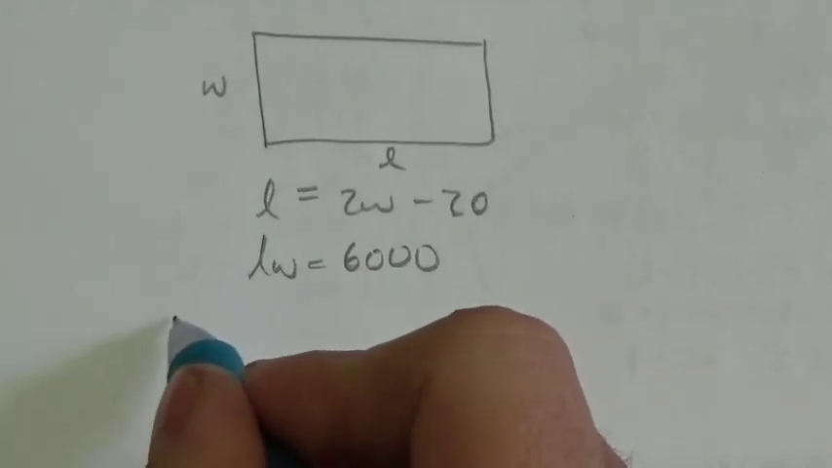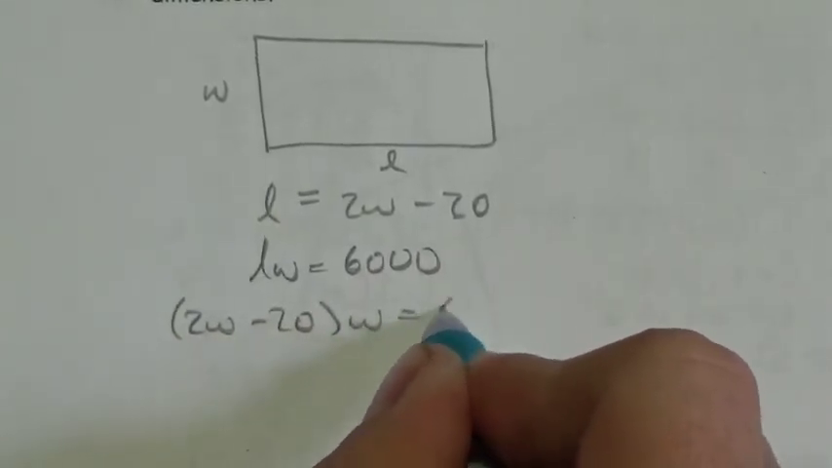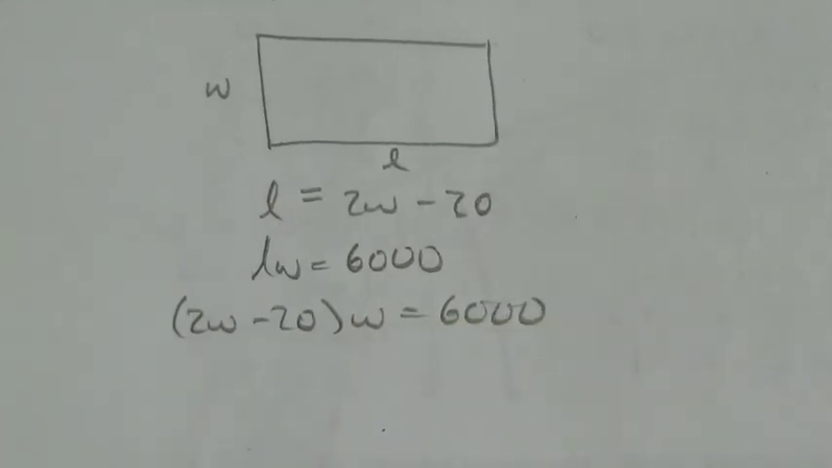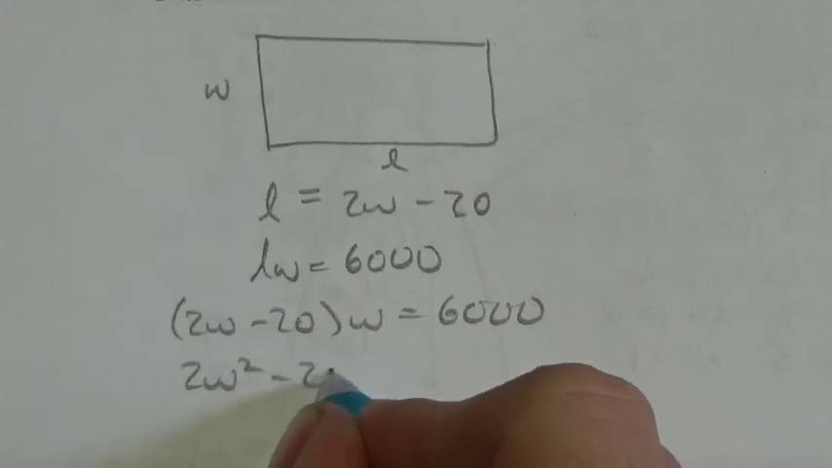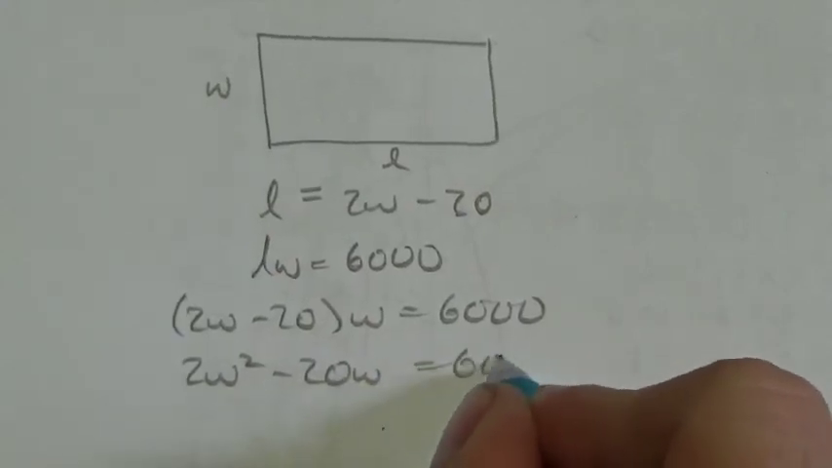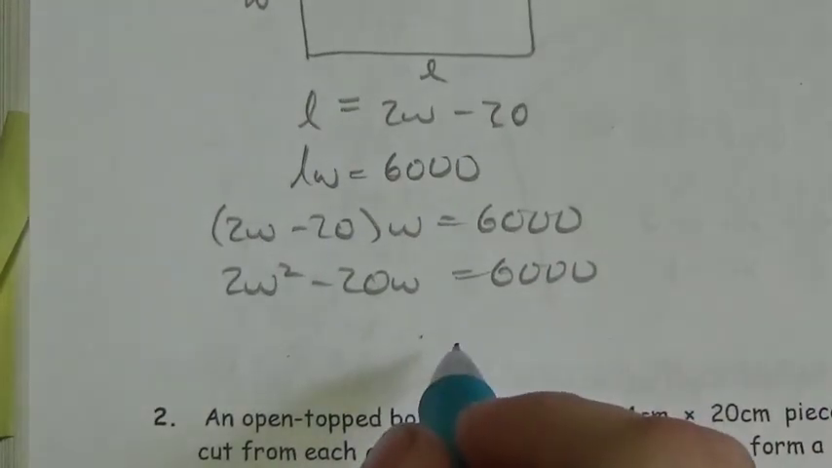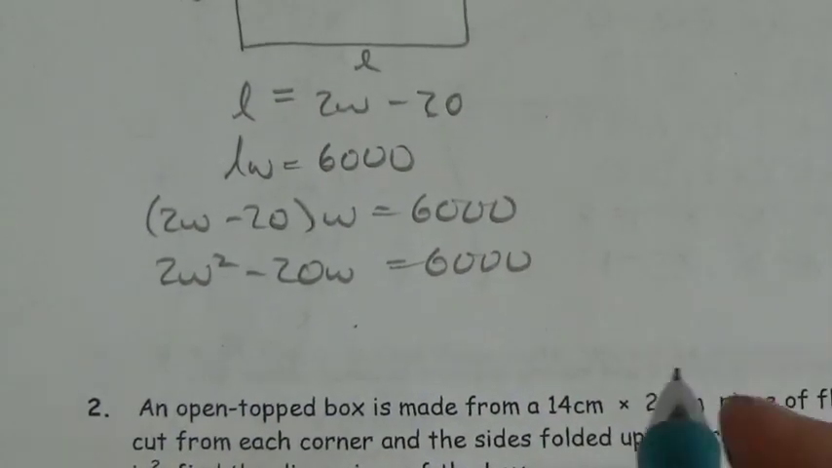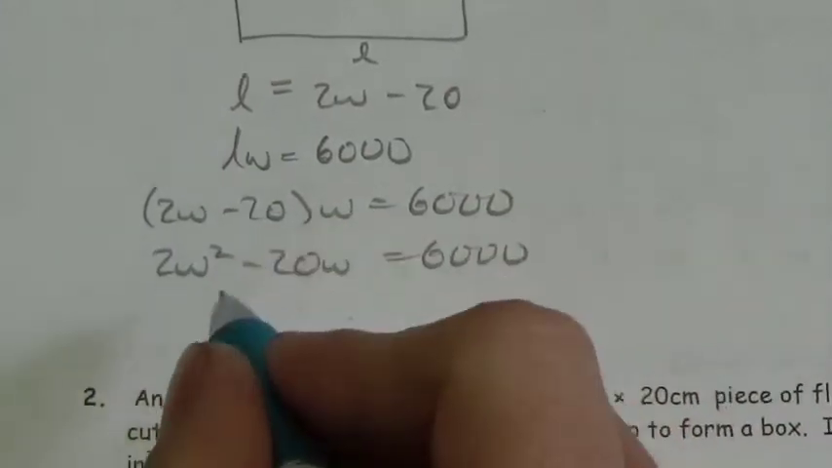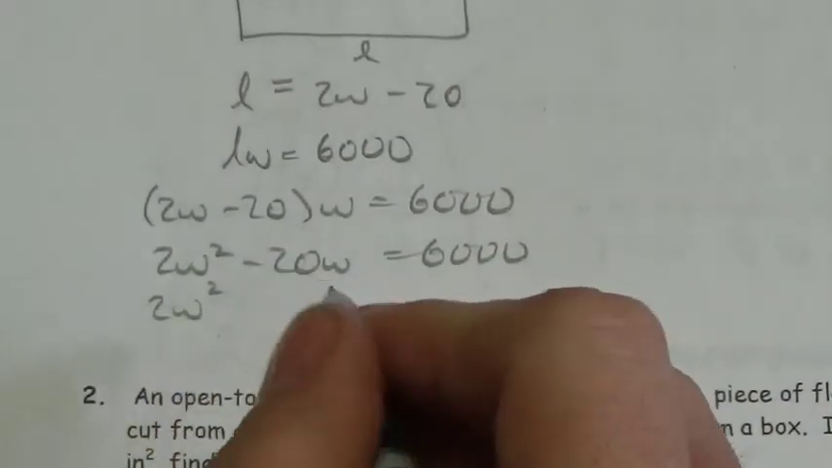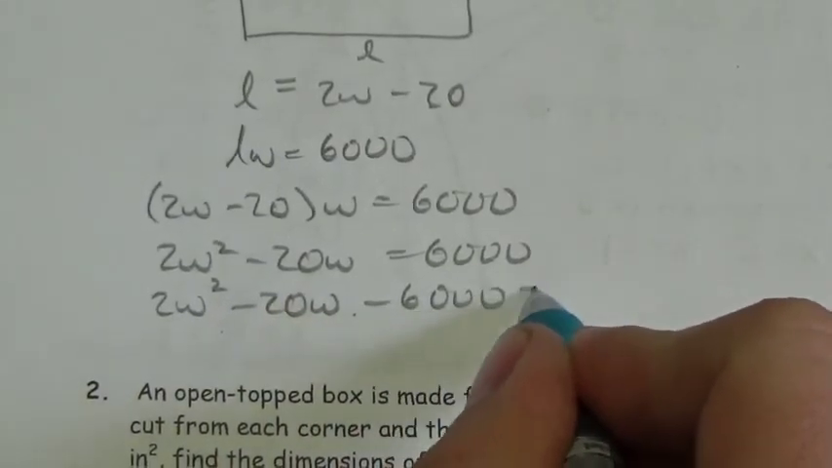Now if you do the substitution, we're going to get 2w minus 20 multiplied by w is equal to 6,000. When I expand that out, I'm going to get 2w squared minus 20w equals 6,000. Notice that I don't have that other variable. I'm not going to be completing the square here. In fact, I'm going to bring that 6,000 over because now all I've got is one variable. I need to solve for that variable.